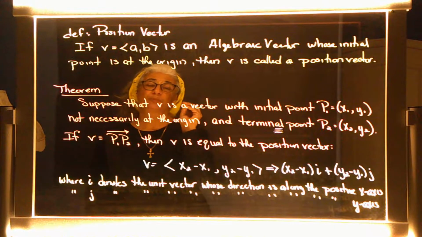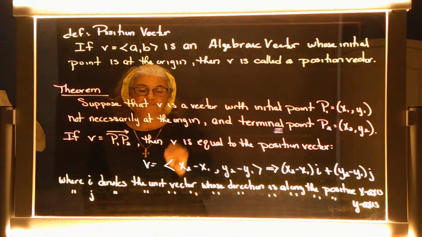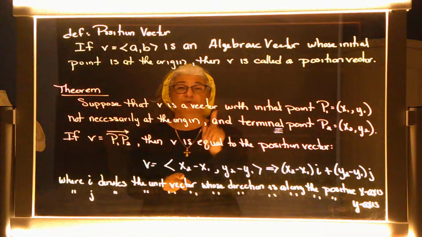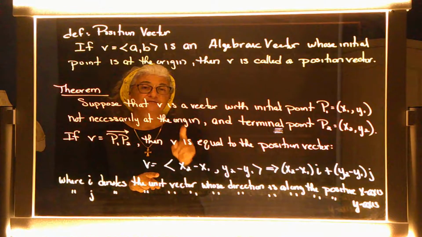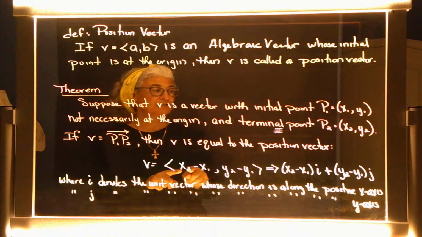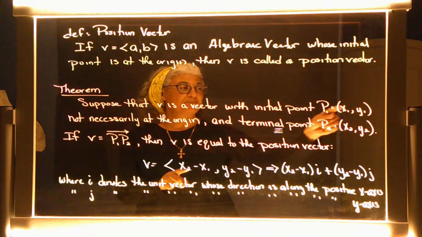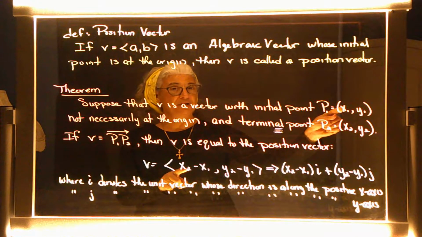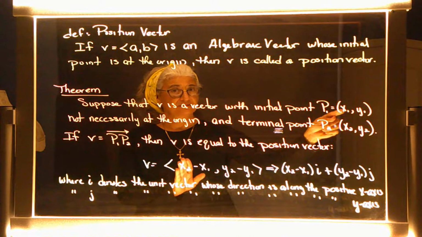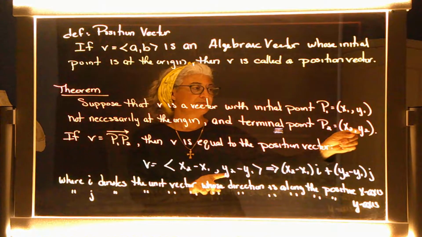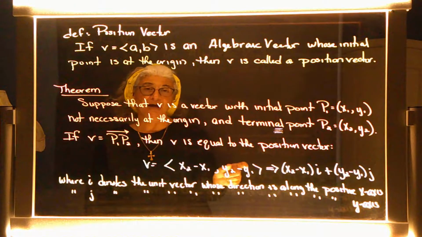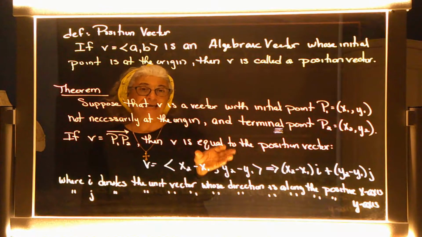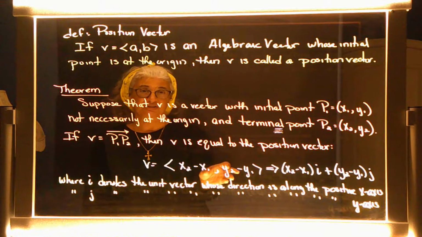So here's how you find the position vector. You are going to subtract the x's and the y's. Now the order is very important. To find the position vector, you're always going to take the terminal point minus the initial point. So I'm going to take x sub 2 minus x sub 1 to find the x component, and y sub 2 minus y sub 1 to find the y component. This is how I get it back to a position vector.